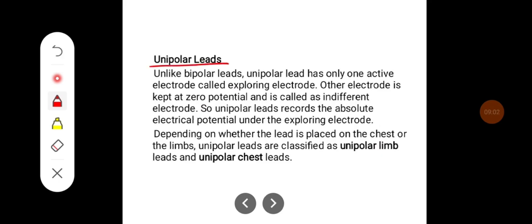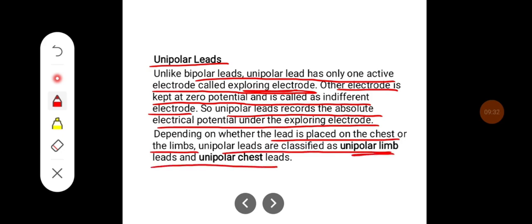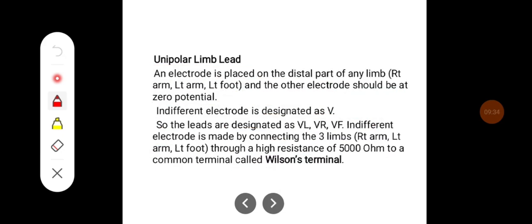Unipolar leads. Unlike bipolar leads, unipolar leads have only one active electrode, and it is called the exploring electrode. The other electrode is kept at zero potential, and it is called the indifferent electrode. So unipolar leads record the absolute electrical potential under the exploring electrode. Depending on whether the lead is placed on the chest or the limb, the unipolar leads are classified as unipolar limb leads and unipolar chest leads.